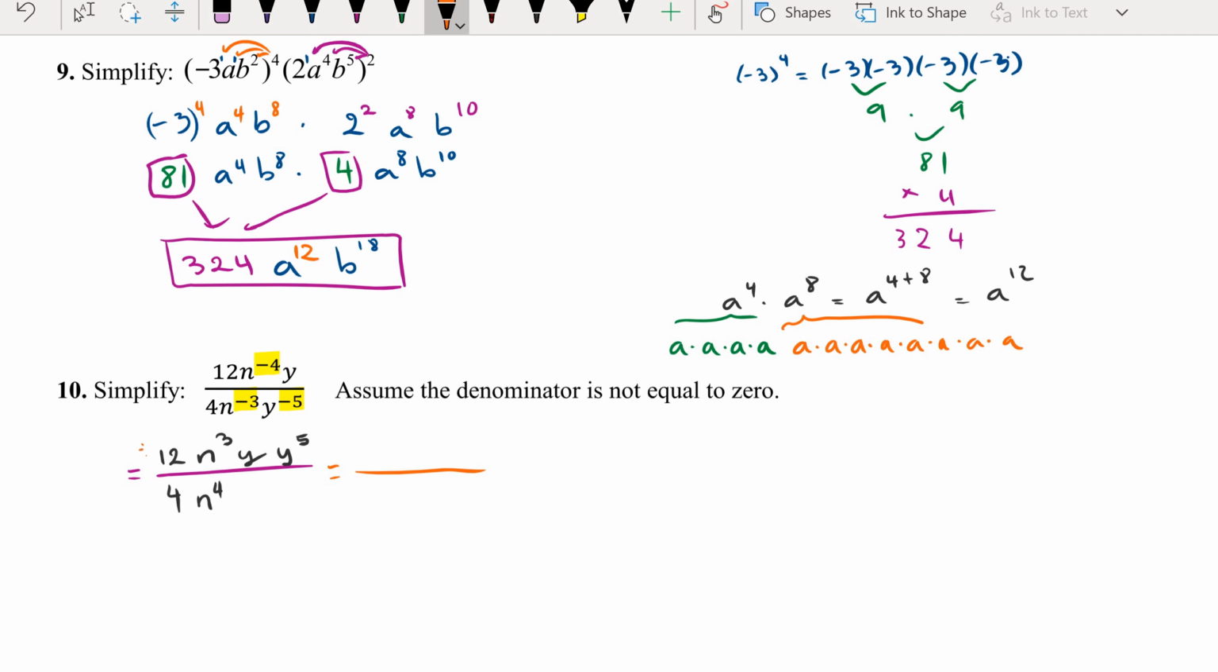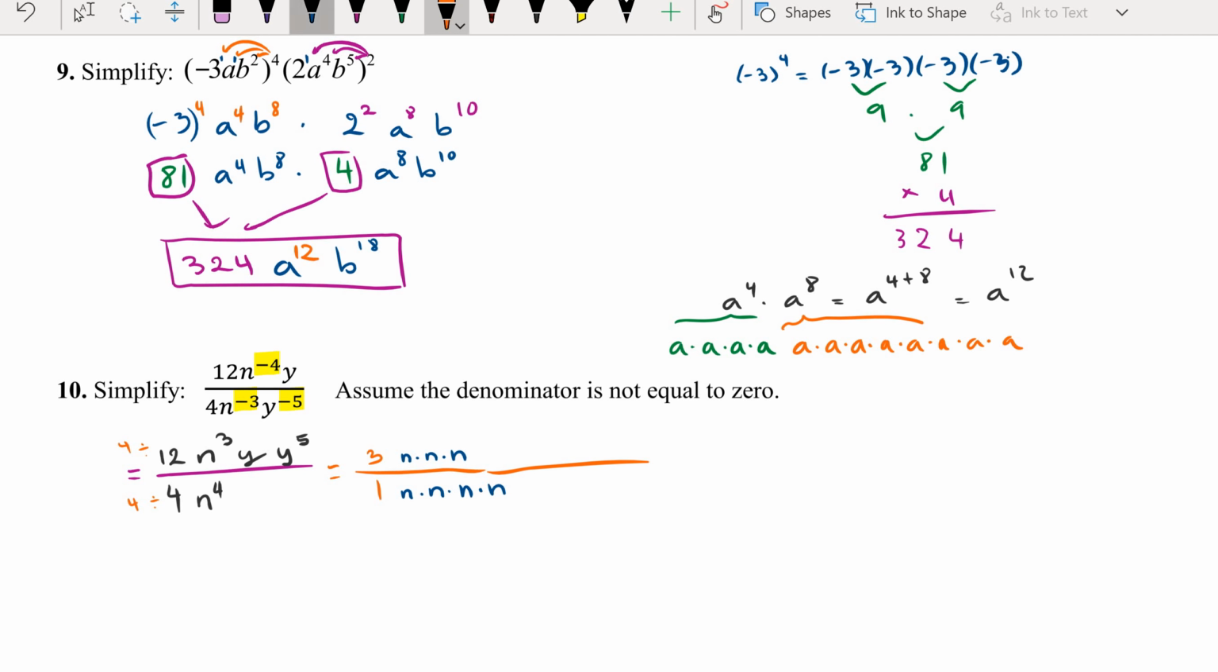Alright, so our next step we're going to do is simplifying our fraction. 12 and 4, we can reduce by 4. That will give you 12 divided by 4 is 3 and 4 divided by 4 is 1. n to the third power divided by n to the 4. I'm going to go with the long way. n to the third is n times n times n, 3 times. n to the 4 is 4 n's at the bottom.